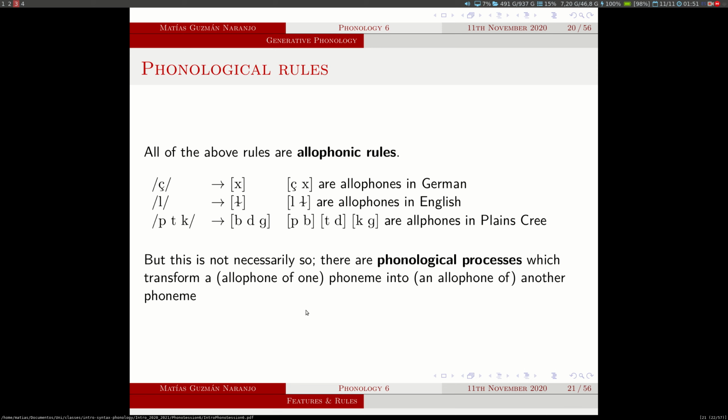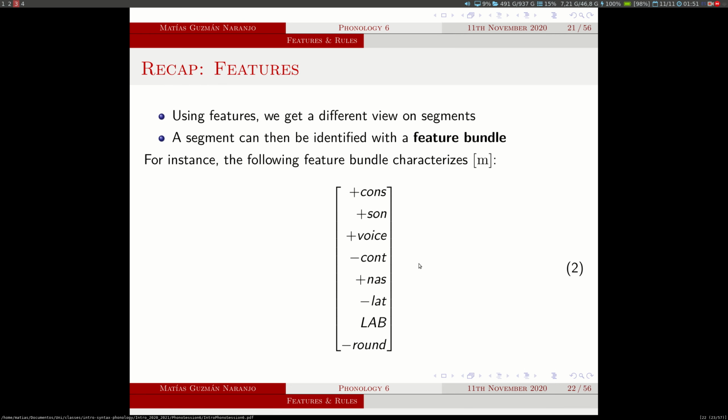All these rules so far have been allophonic rules, which are about the realization of specific allophones in the different languages. But not all rules are allophonic processes. There are also phonological processes which can convert one allophone of one phoneme into a different allophone of a different phoneme. So they don't have to be always within single phonemes. Here's an example, or we will see an example.